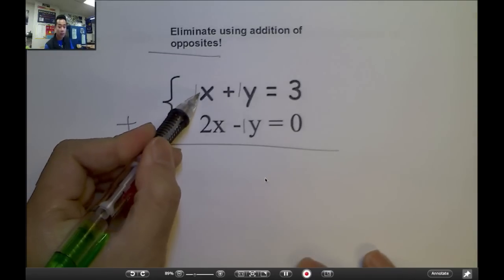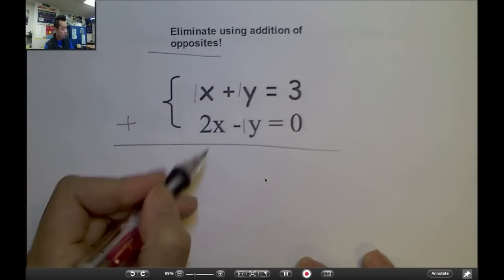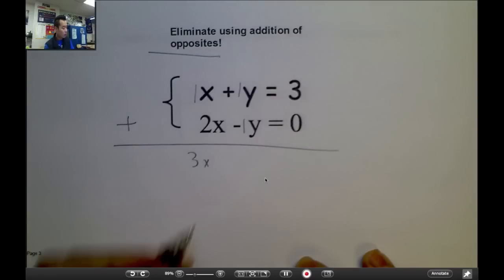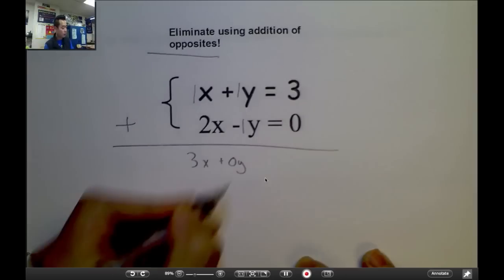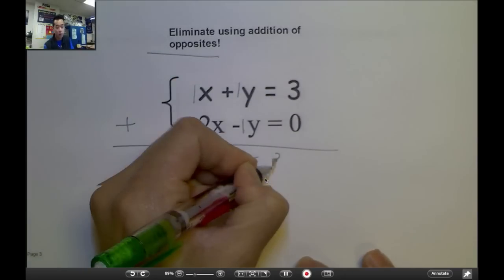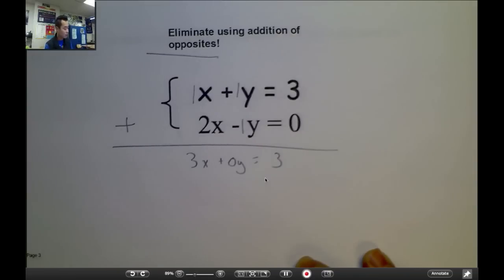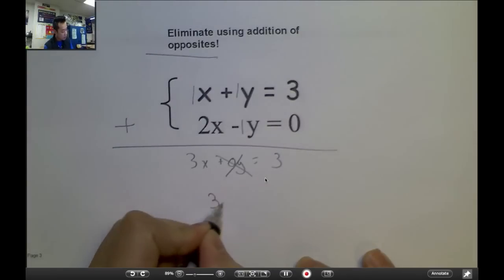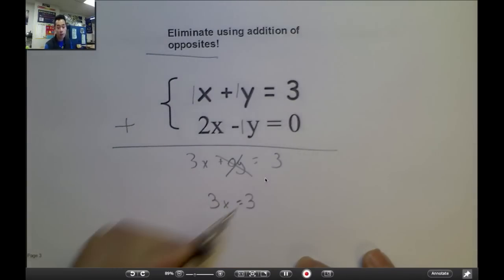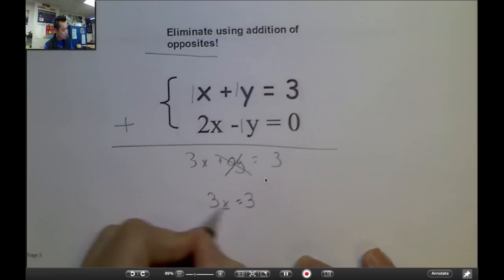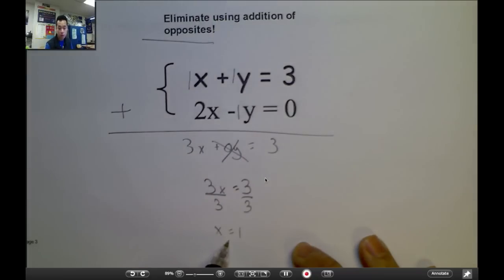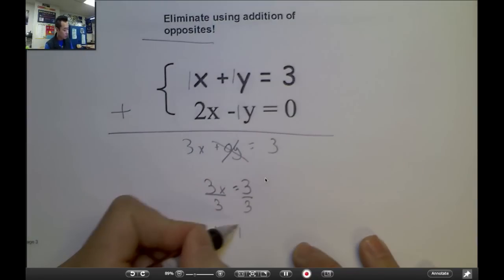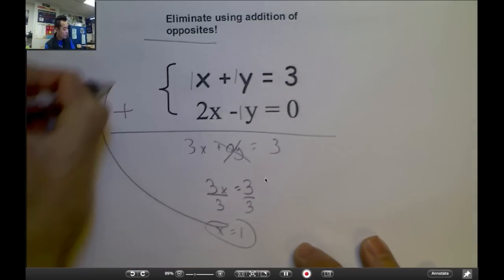So here, I just add vertically. 1x plus 2x is 3x. 1y plus negative 1y is 0y. 3 plus 0 is 3. And because there's 0y, I don't even need to worry about that 0y. So what I really have now is 3x is equal to 3. From here, I divide both sides by 3, and x is 1. And there's my first solution, x is 1. And then what I do is now I take this and I substitute it back in.